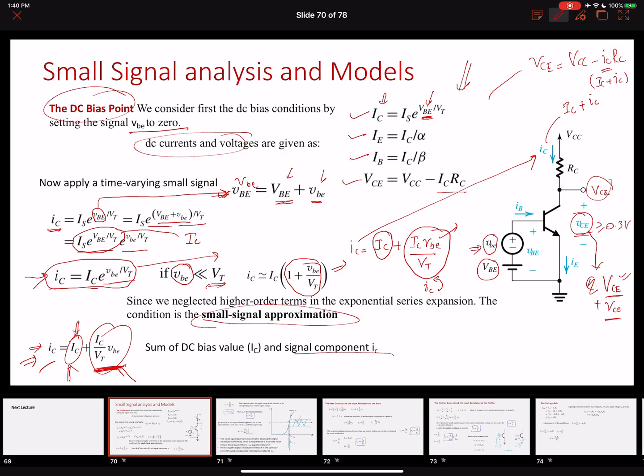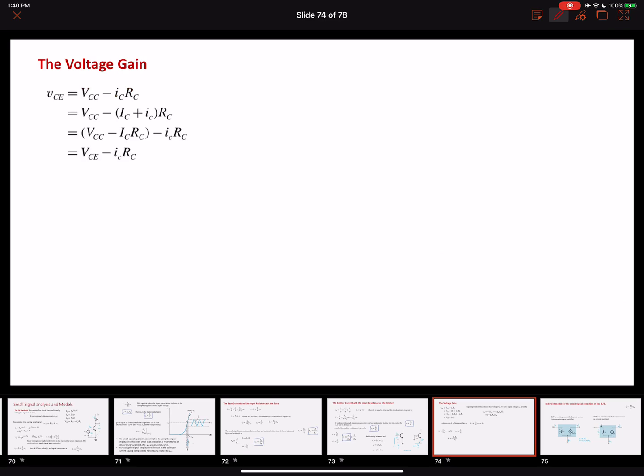So let's do this now. Our total output voltage VCE equals supply voltage minus IC RC. This is the total collector current, and we can expand this total collector current as the biasing current and the signal component of the current. Now just expand this equation, VCC minus ICRC, and the signal component comes out separate when you open up these brackets in equation number 2 here.